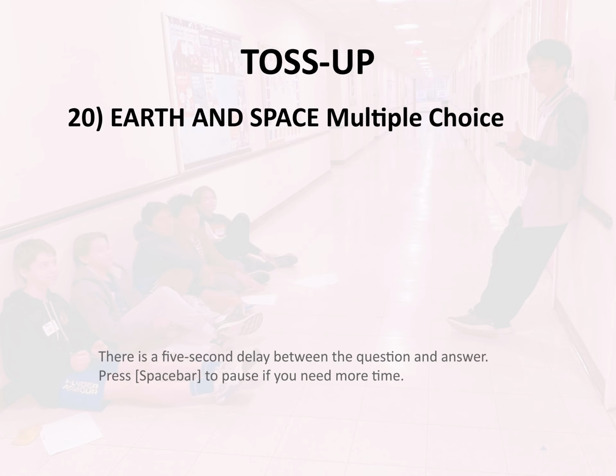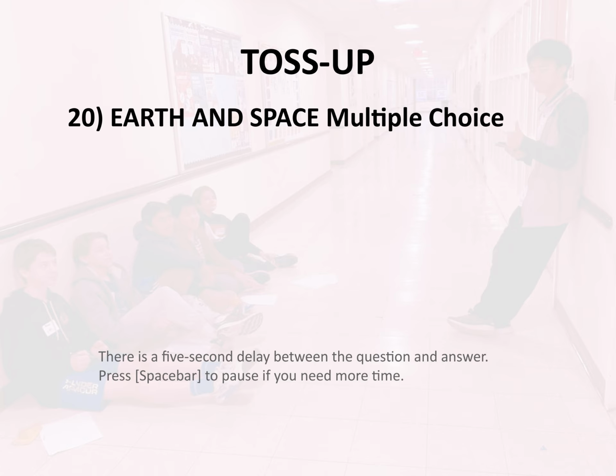Toss-up, 20. Earth and space multiple choice. Given the current climatic conditions on Earth, at which of the following locations would a glacier most likely form? W. 0 degree latitude at an elevation of 6,000 meters. X. 15 degrees north latitude at an elevation of 4,000 meters.